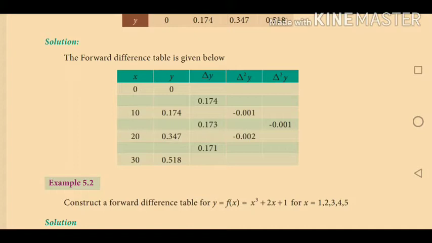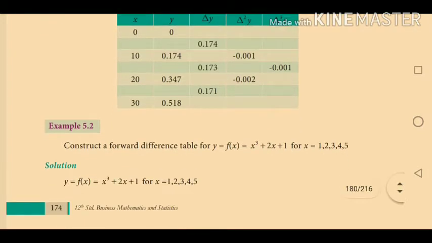Then delta cube y is found by using the delta square y. Here 0.002 minus 0.001, we are getting 0.001. It is also in minus sign. So this is the way we are finding the forward table. Okay, so it is the forward table.